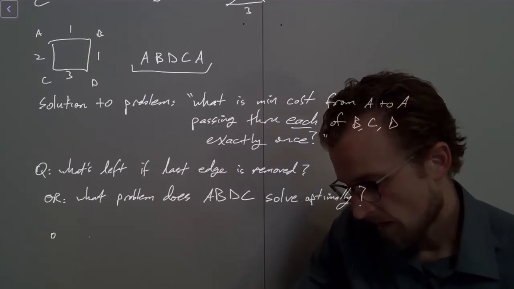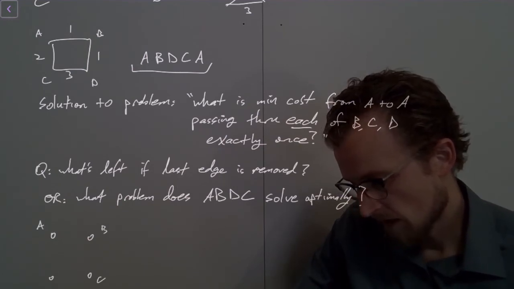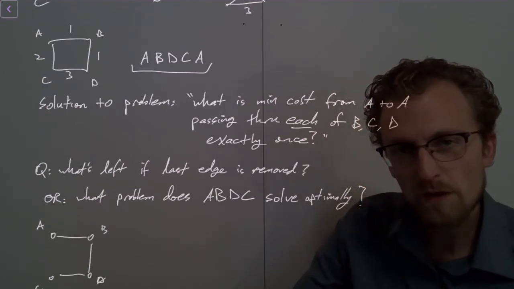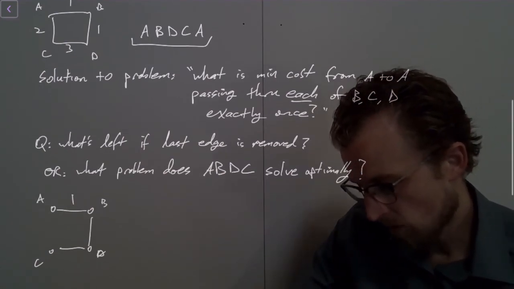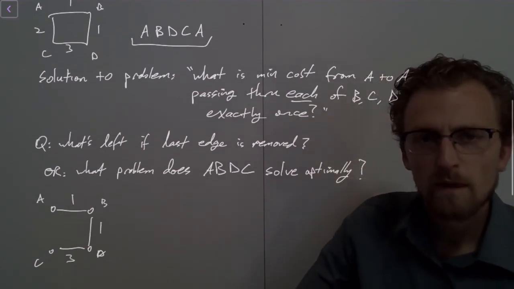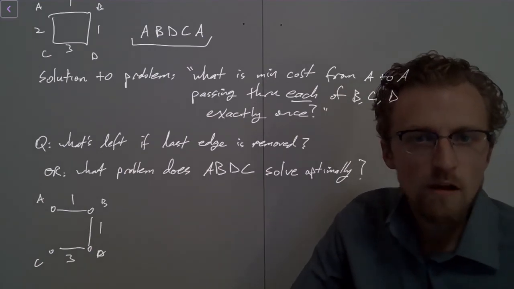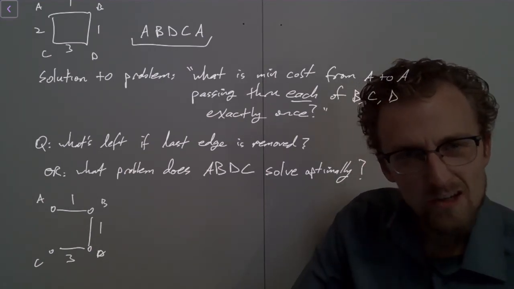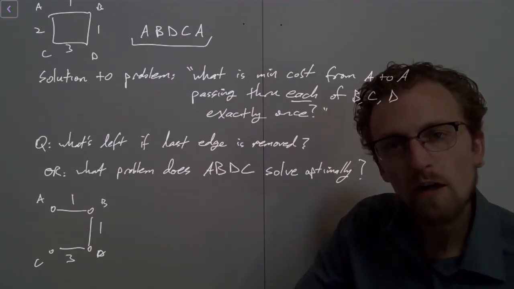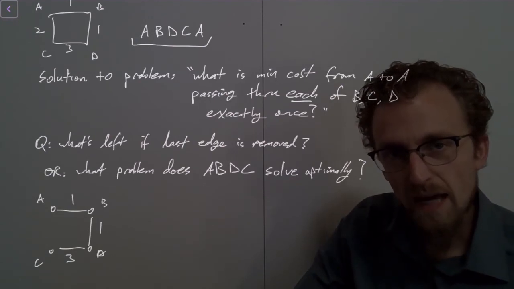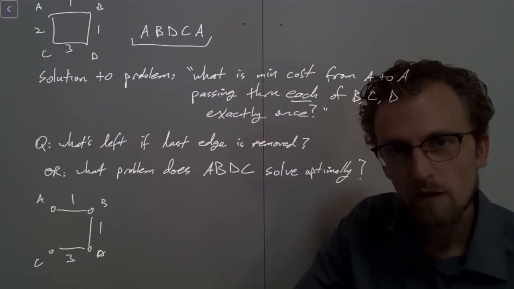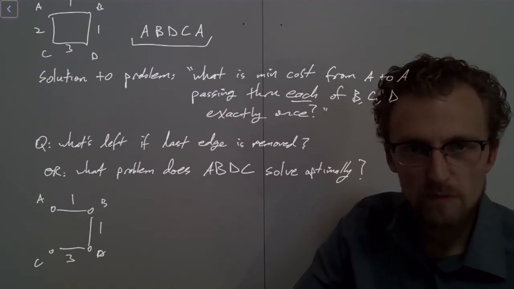So if I have A, B, D, C, and I have this path, right, the sub-path of my original optimal path right here with costs of 1, 1, and 3. What problem is this solving optimally? Well, let's conjecture that what this is doing optimally is it's going from A to C, passing through B and D exactly once each, using a path of minimum cost.